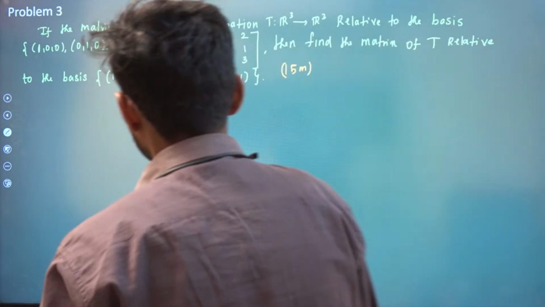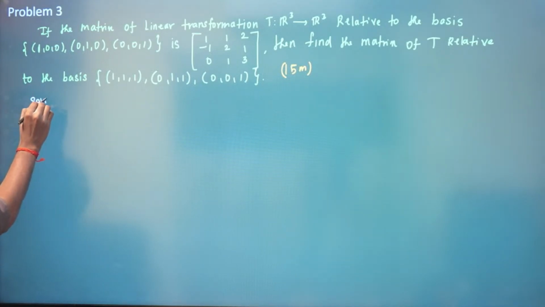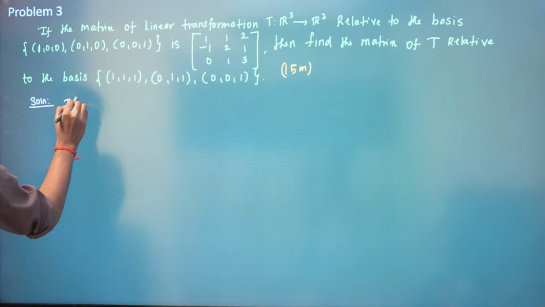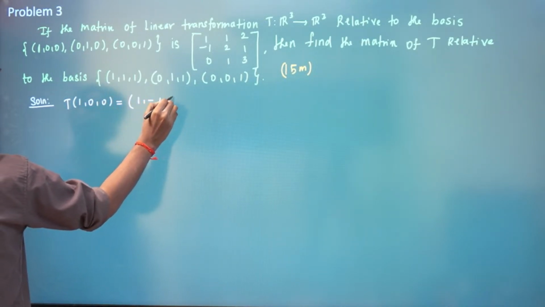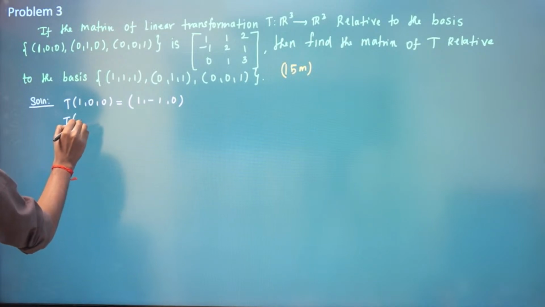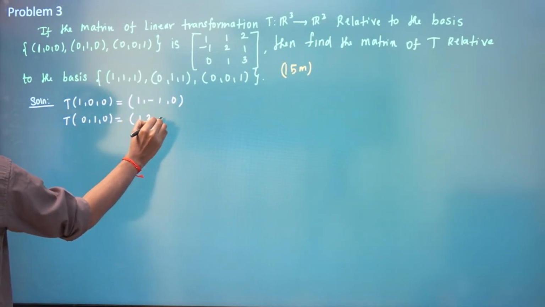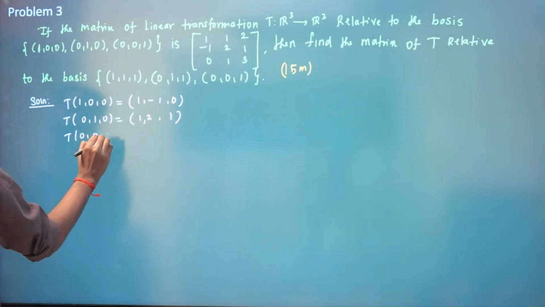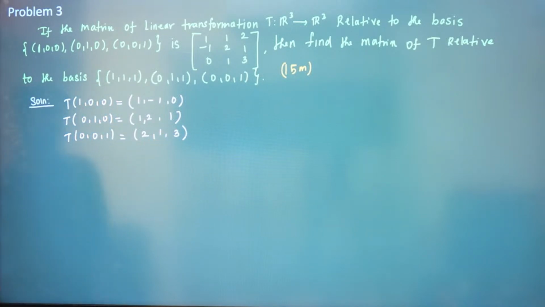Now we will find a linear map first, right? Here they have given that T of (1, 0, 0) takes (1, minus 1, 0). T of (0, 1, 0) takes (1, 2, 1). T of (0, 0, 1) takes (2, 1, 3). That is what they have given here.